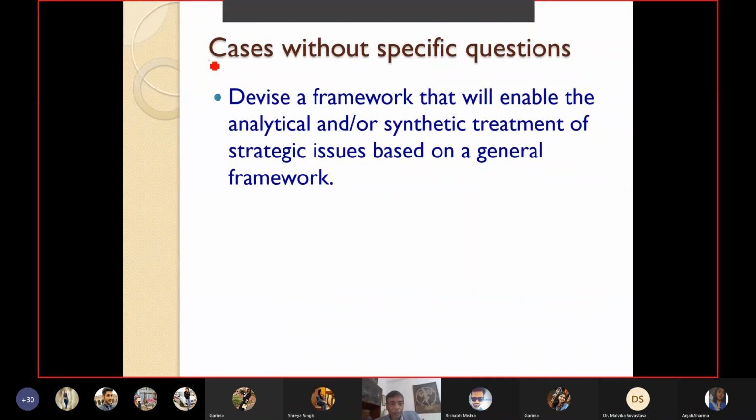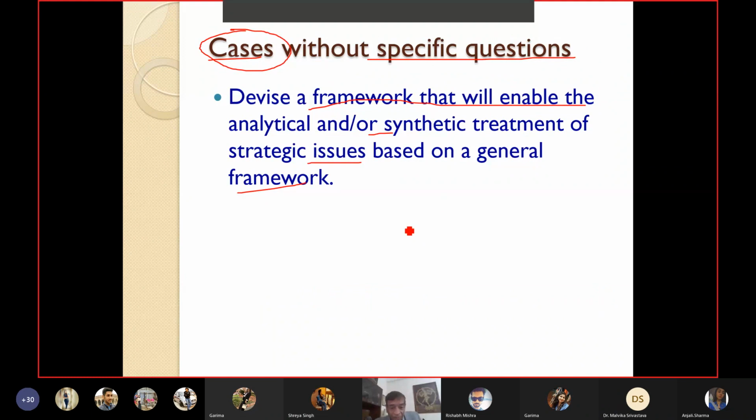Now, there could be cases without specific questions, which is say devise a framework that will enable the treatment of strategic issues based on a general framework. Now, there could be cases where there are no questions. It's just a case, left aside for you to understand what a particular case is all about. It's a case without any specific situation.